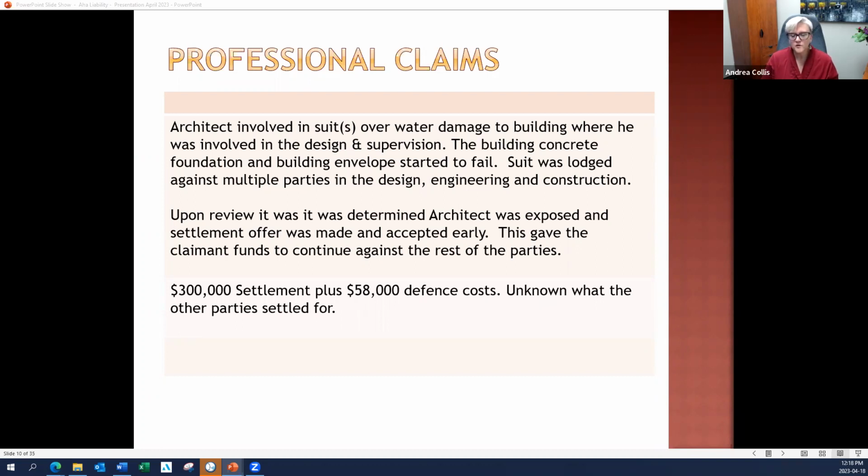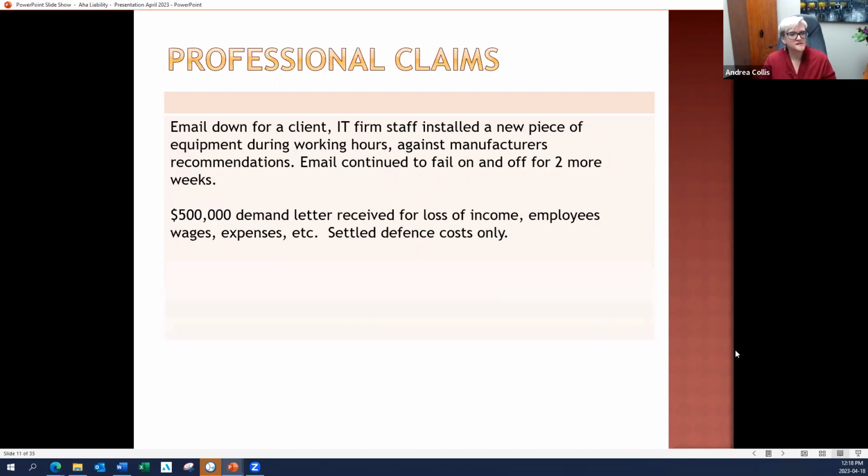So on our end, I'm only able to confirm that defense costs only were paid. However, the client could have also agreed to have written off some of their outstanding billings. I'm not actually sure on our end. We only see the defense costs that were settled, but no actual loss payment was made to this third party, despite a $500,000 demand letter received. And I forgot to change the screen again. There we go. So this is the IT one where the $500,000 demand was made.